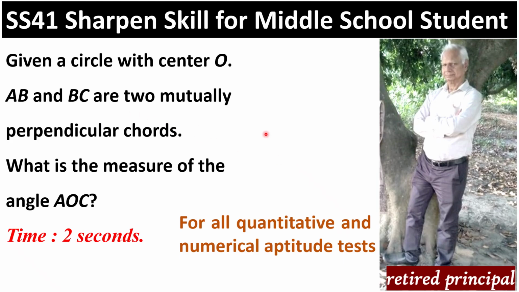So AB and BC are two mutually perpendicular chords. What is the measure of the angle AOC? Time 2 seconds.